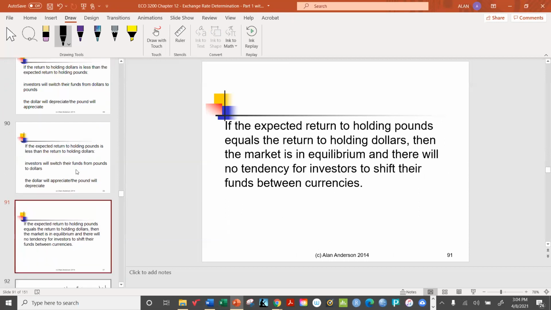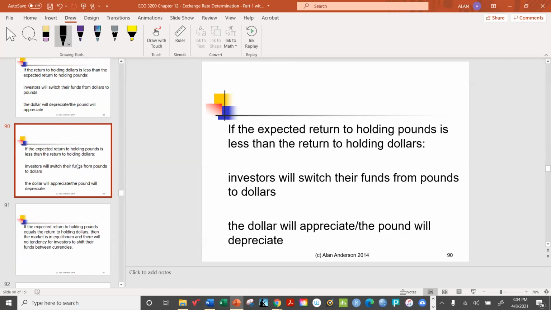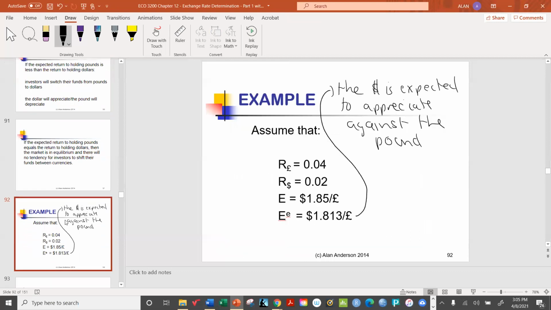All right, so why don't we look at a numerical example of this? And by doing so, we can derive a very interesting set of curves that will help us analyze the strength of the dollar in the short run. All right, let's take a look at this case. Suppose that these are the numbers that we have. We've got a spot exchange rate of $1.85 a pound. The deposit rate for euro sterling is 4%. The deposit rate for euro dollars is 2%.